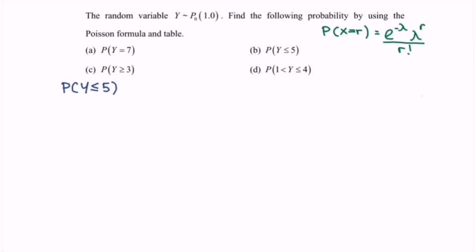So by using the table, where we have probabilities that y is less than or equal to 5. As we all know, the table is a greater than table, so what we have to do is to modify the situation: 1 minus the probability that y is greater than or equal to 6, because 5 is included. Kindly refer to the table with the mean value 1.0, and the value for y is equal to 6.